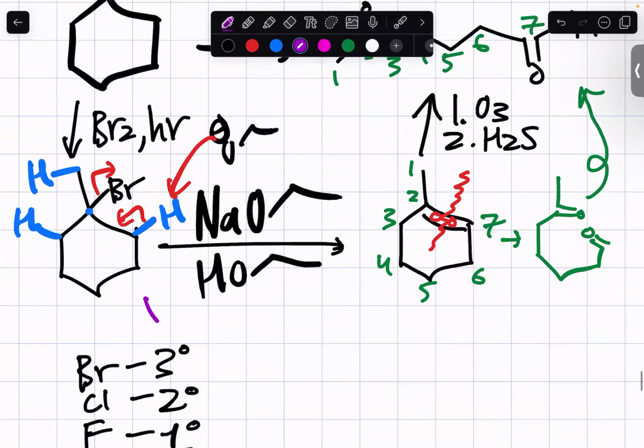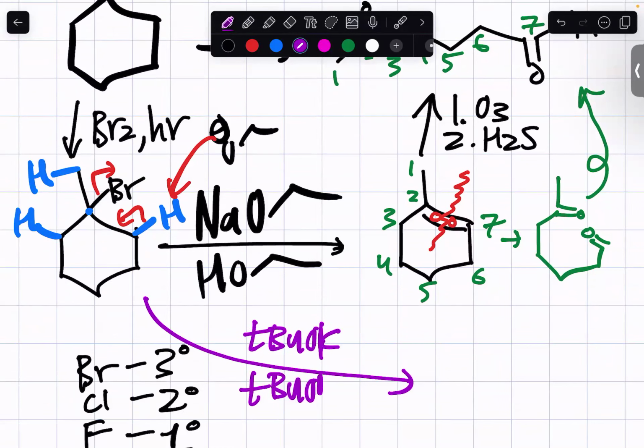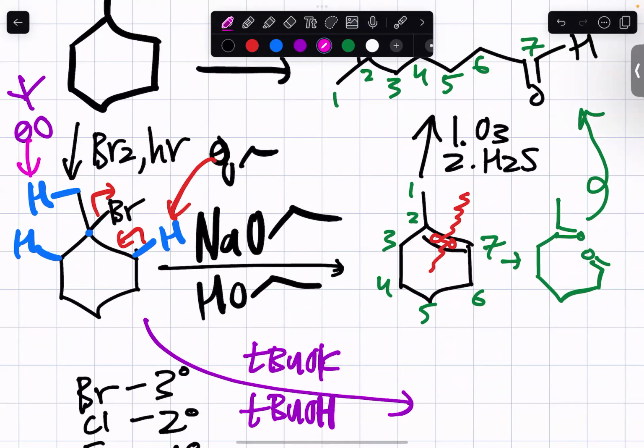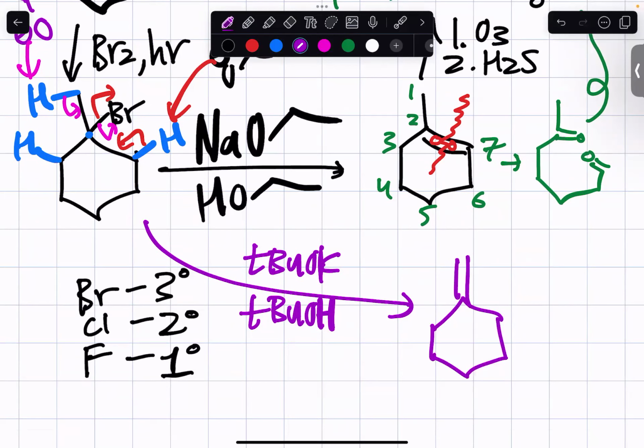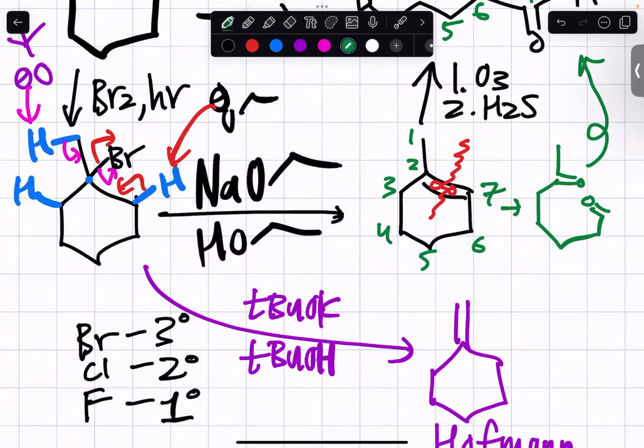If we used a hindered base like tert-butoxide, TBU, OH, that tert-butoxide, the really bulky base, is going to grab the most accessible hydrogen, make that double bond there, kick out that leaving group, and give you this double bond instead. So that's essentially like the Hofmann product. Yeah, that's right. This is going to be the Hofmann product. And this is the Zaitsev product.